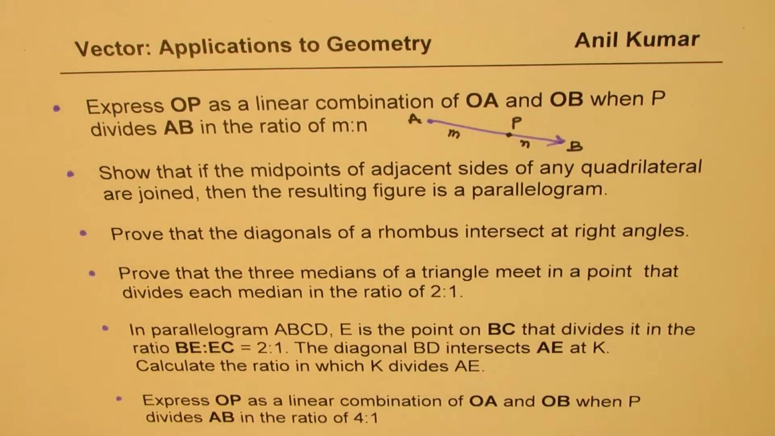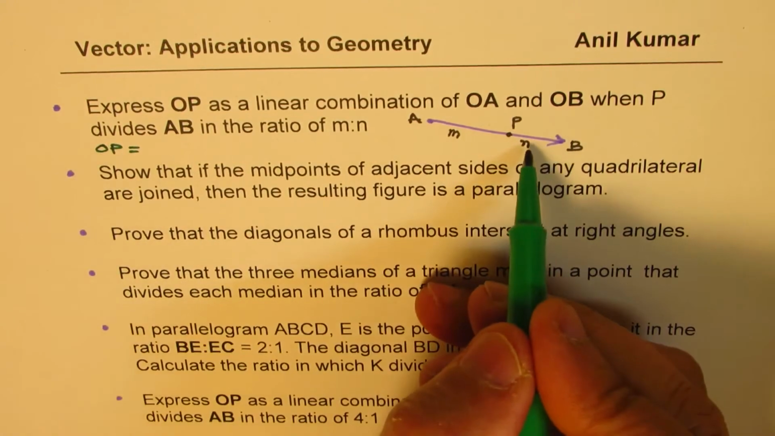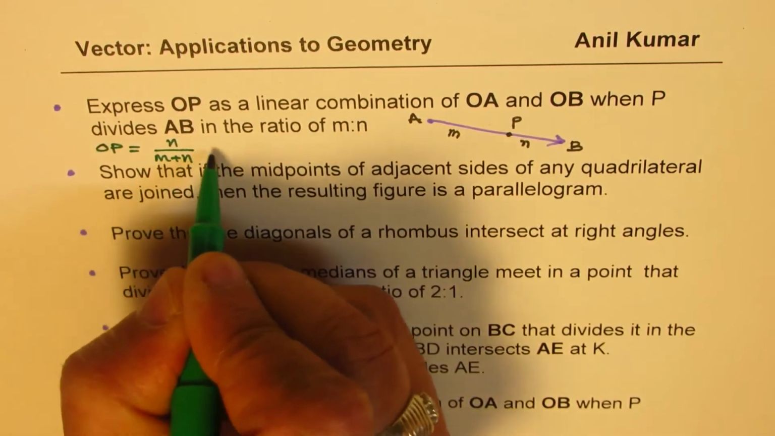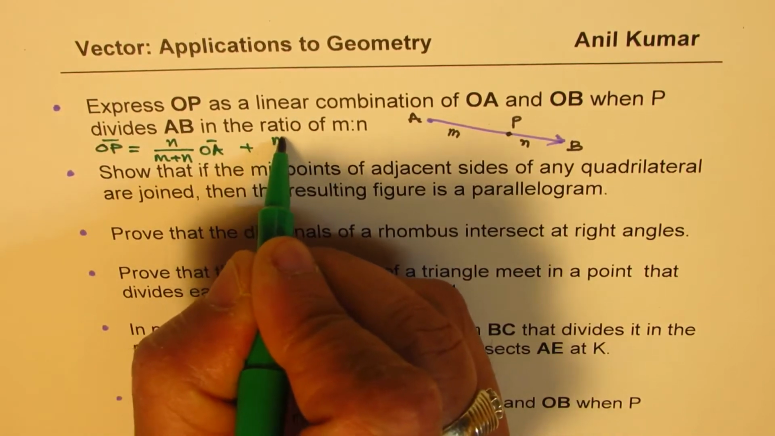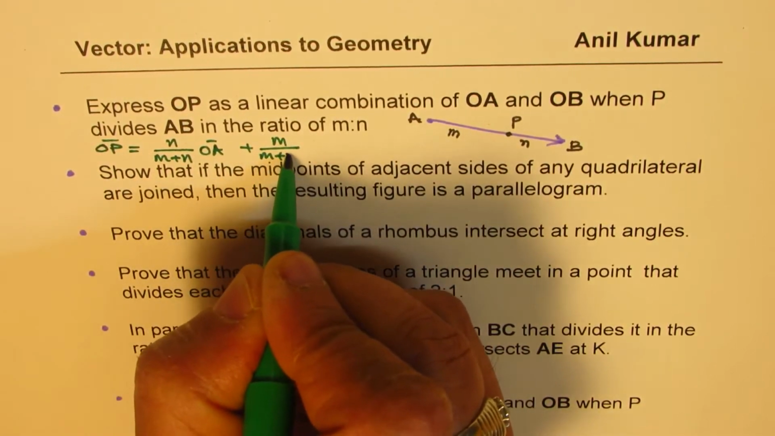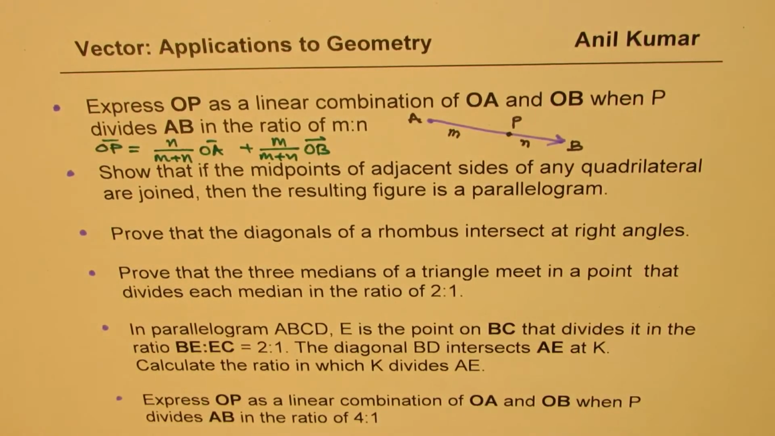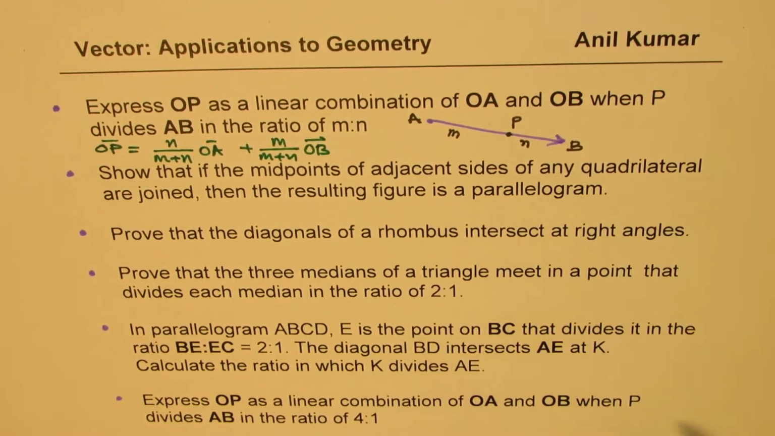The formula basically is something like this. OP is equal to n over m plus n times OA, these are all vectors, plus m over m plus n times OB. Now this is an extremely important formula which will be utilized to solve many of these questions. That's why I've mentioned it here.